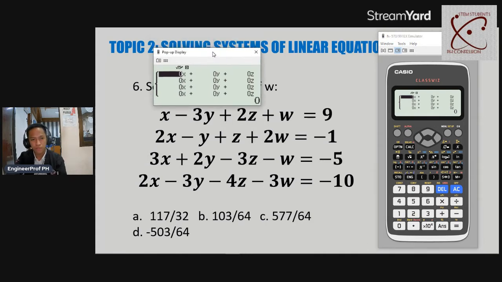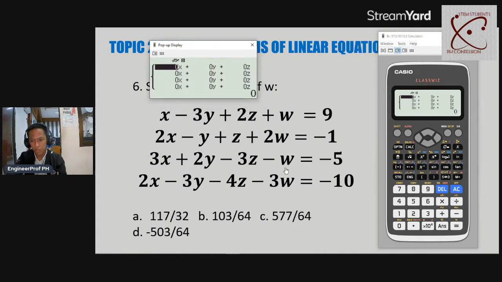So, we have here, ito yung form niya. So, for the first equation, x minus 3y. So, for x, sa first equation, ano yung coefficient niya? So, 1 equals. So, for y, negative 3. Then, for z, that is 2. For w, that is 1. Pero dito nakalagay t. Doesn't matter, guys. W na lang yan. Okay? So, we have here, for the constant sa first equation, that is 9.